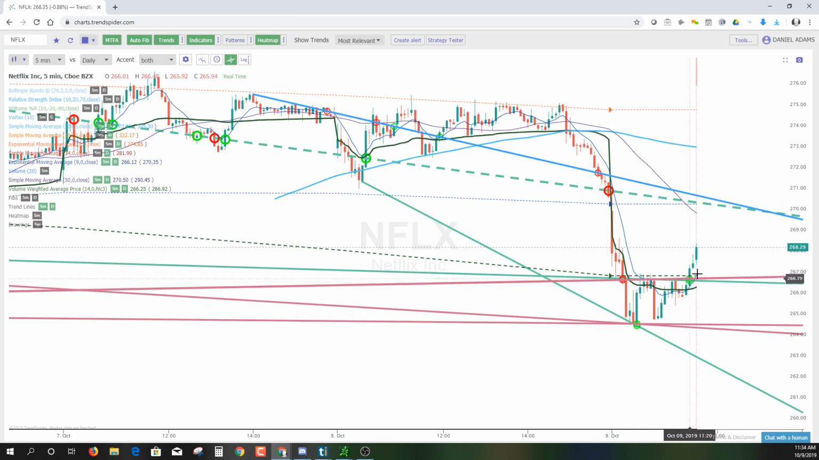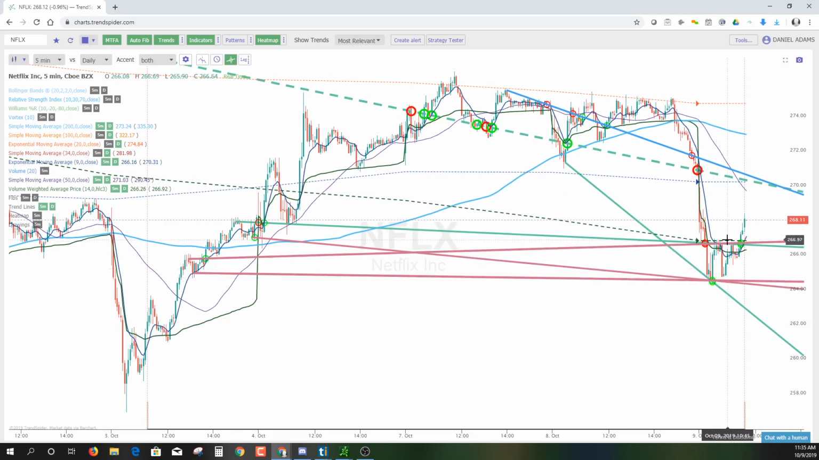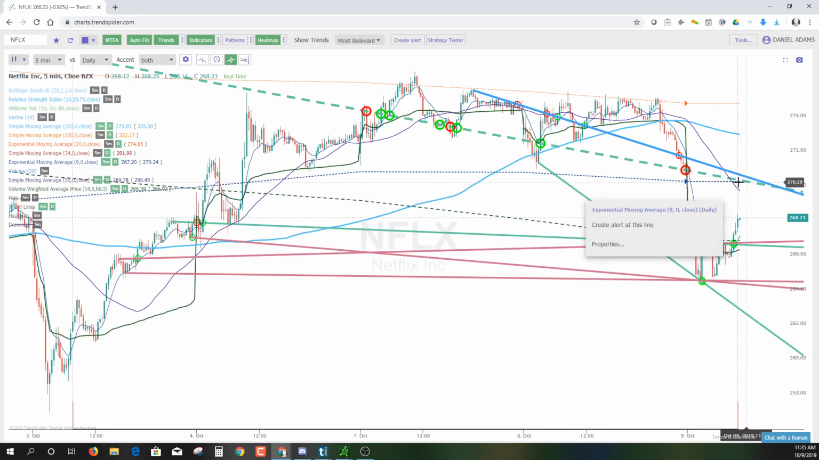Netflix been moving pretty nice. Broke over daily VWAP and bounced off the 5-minute trend line zone. So we could head up to the 50 SMA 5-minute. That would be my first kind of target for it. Then we do have the 9 EMA daily as well. So this zone looks like resistance on Netflix.